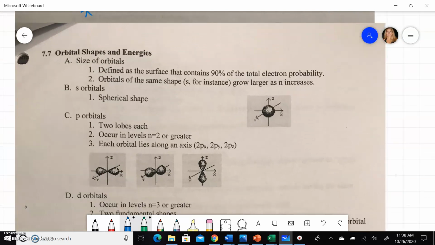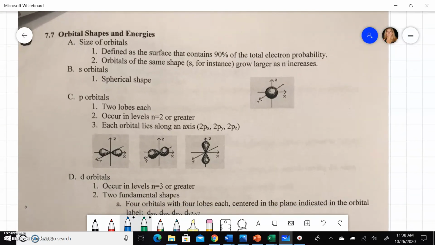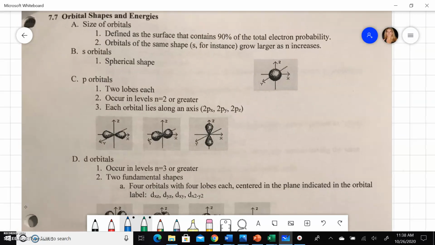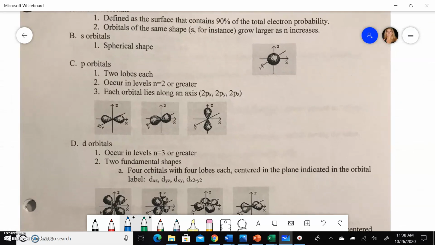These are the different shapes. I told you we have some pictures to help you. So notice that S is a sphere, P is a peanut, and you can see better on the axes there, the X, Y, and the Z axis, the different lobes for the P.